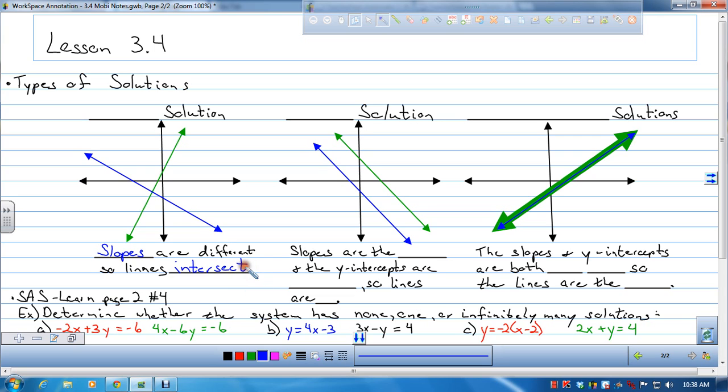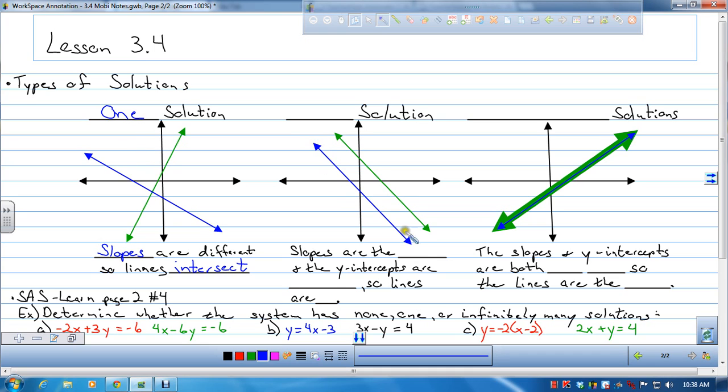Now, think about this. Can these lines intersect more than one time, ever? If you give that a little thought, your answer should be no. Therefore, if this is the case, where the slopes are different, then we will always only have one solution.